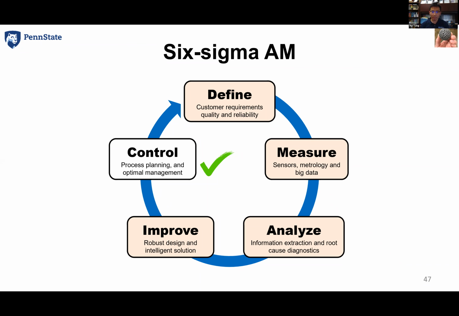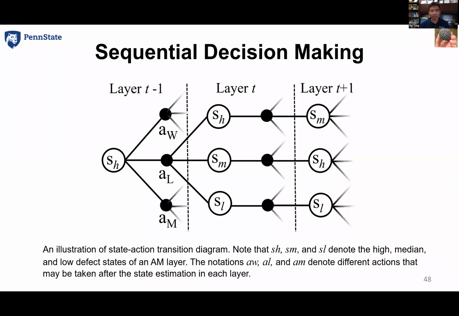Now, what are the control challenges and how do we do the optimization of the process? So AM is very unique. You see, you have layer upon layer decision making. So in layer T-1, the state is high. This is a state action transition diagram. S stands for state, A stands for the action. So SH, SM, SL denote the high, medium, and low defect state.